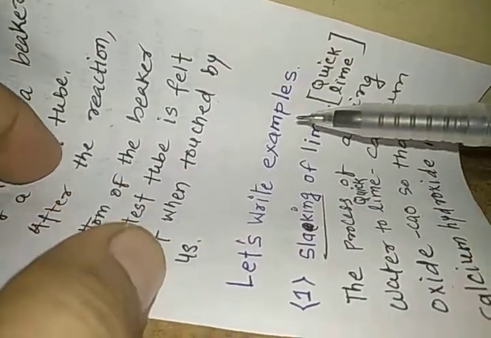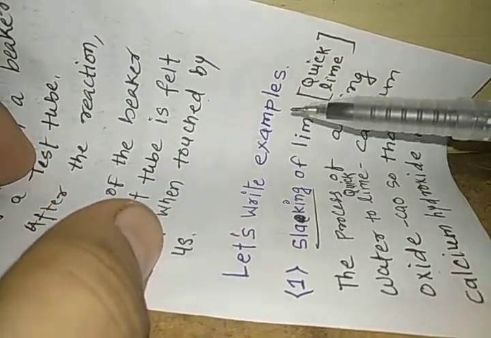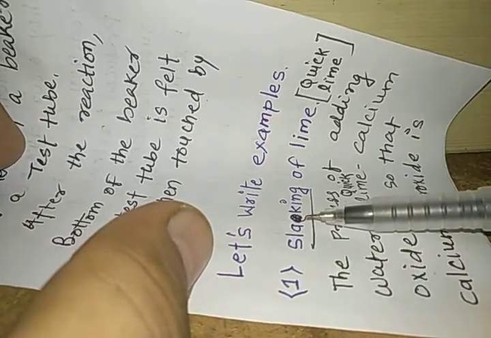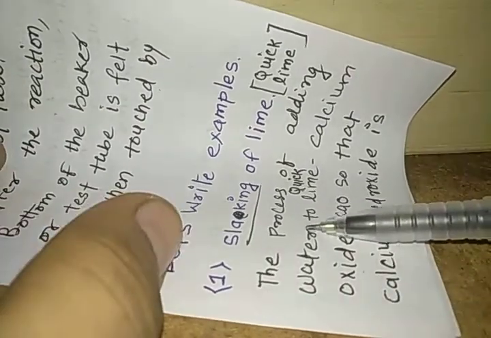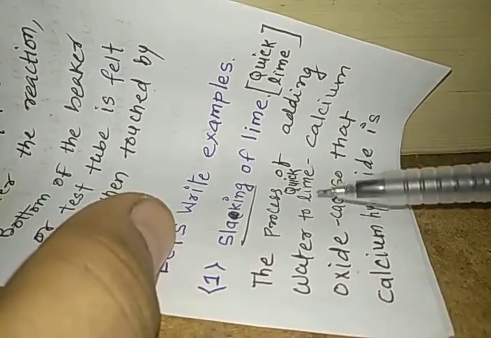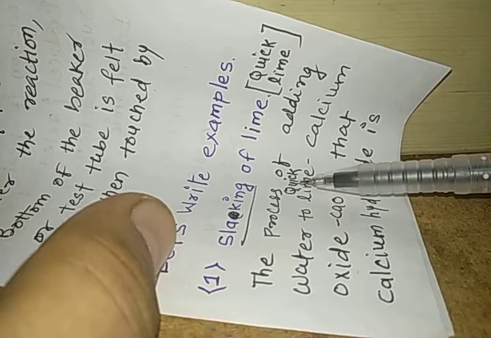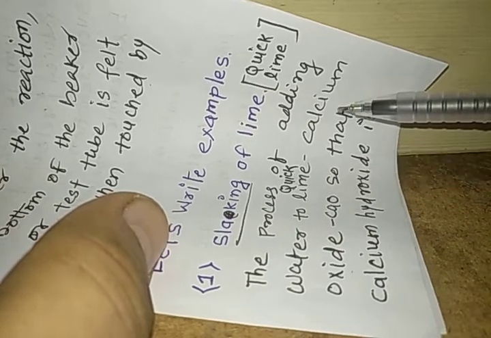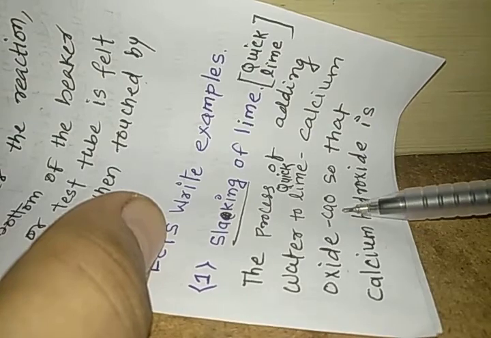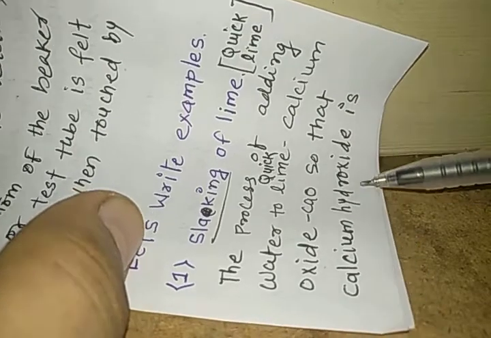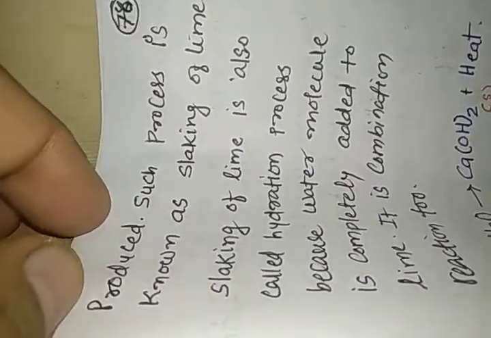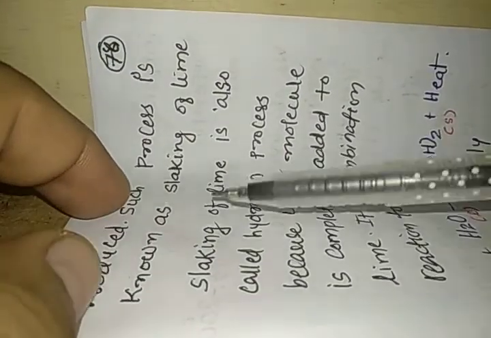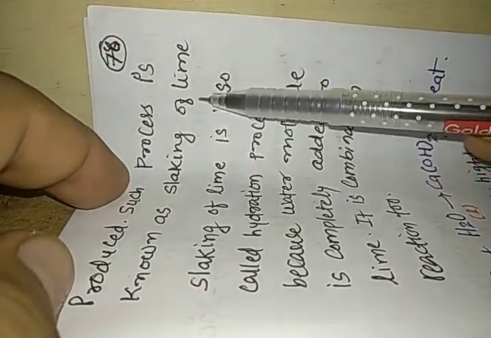Let us write some examples of exothermic reaction. Number 1, slaking of lime or slaking of quicklime. The process of adding water to lime or quicklime, which is also known as calcium oxide, CaO, so that calcium hydroxide is produced, is known as slaking of lime.